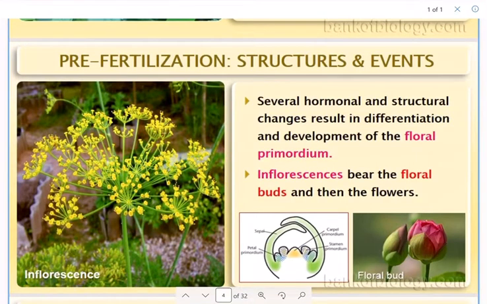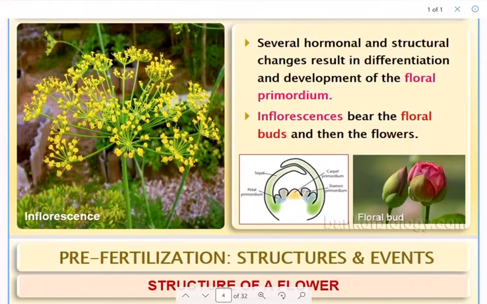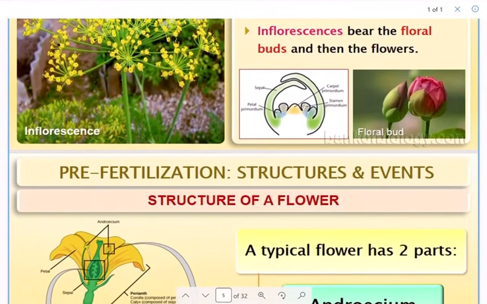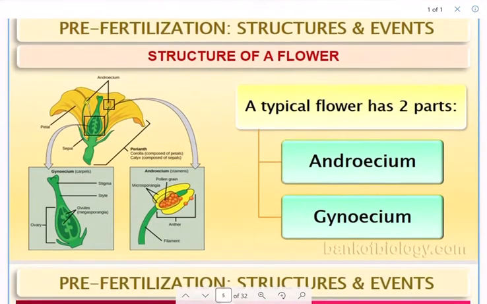And before actual fertilization, the flower has to prepare itself. So this is called pre-fertilization structures. Several hormonal and structural changes take place that result in differentiation and development of floral primordium. Basically this floral primordium refers to inflorescence, that is, they bear floral buds and the buds develop into flowers. So floral buds will become flowers.